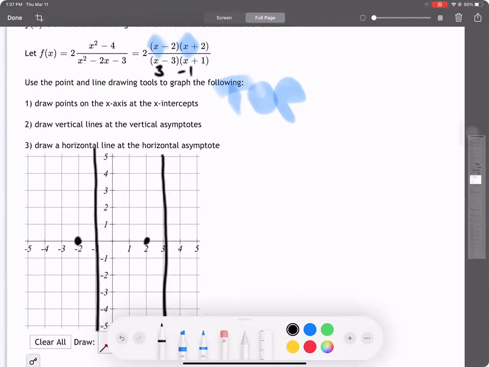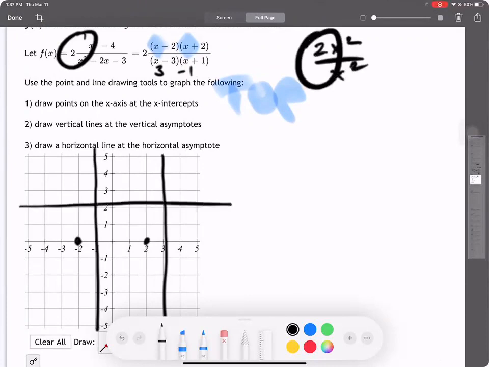And then last one, graph a horizontal asymptote. Take a look here. This is 2x squared over x squared. So 2 over 1. We're at 2. So you have to draw these 3 lines. Do you really have to show work for this one? Not really. Can you do this on graphing calculator? It's not going to be pretty.